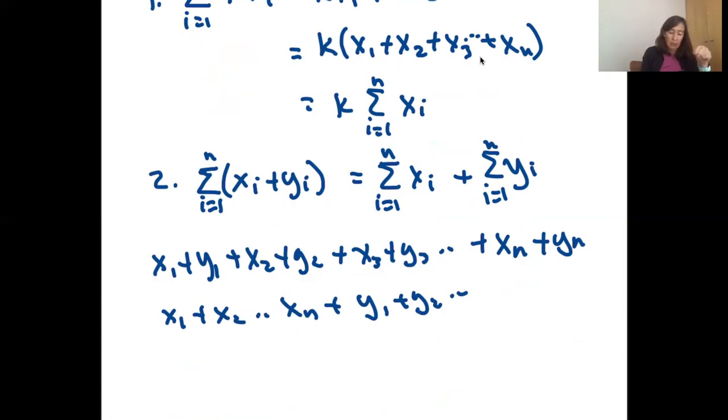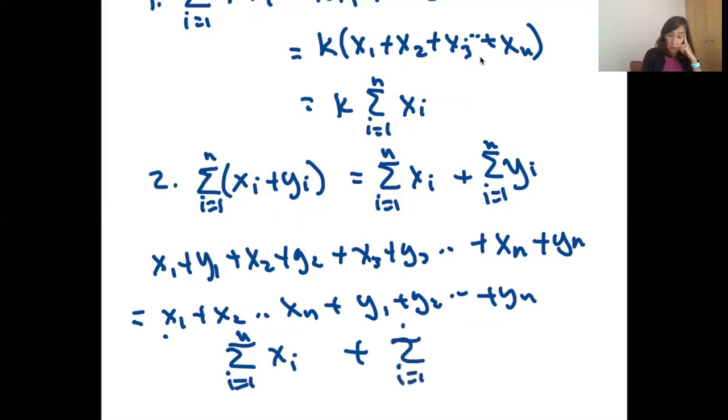So x1 plus y1, x2 plus y2, we're letting the index go there. And I can just rearrange that to have first all of the x's, x goes from 1 to n, and then all of the y's, y goes from 1 to n, and that indeed is the sum as i goes from 1 to n of xi plus the sum as i goes from 1 to n of the yi.